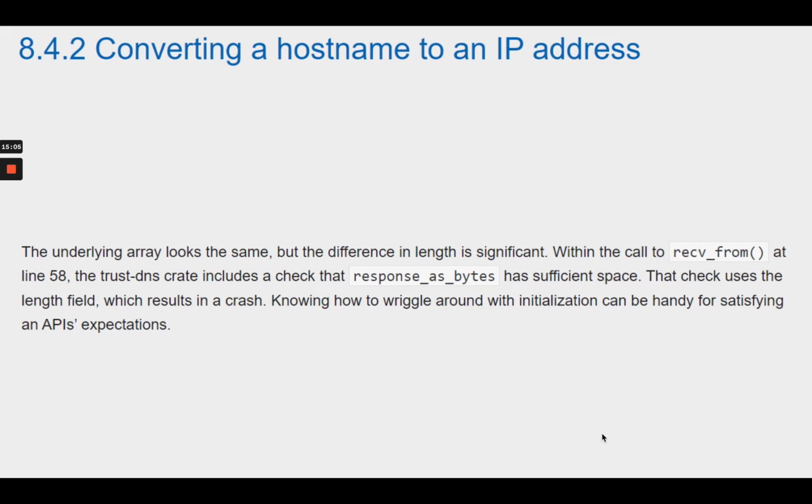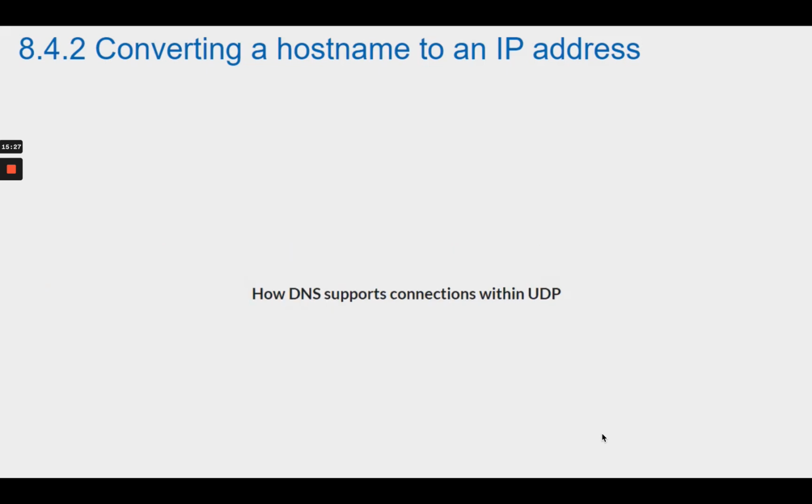Within the call to recv_from at line 58, the trust-dns crate includes a check that response_as_bytes has sufficient space. That check uses the length field, which results in a crash. Knowing how to wriggle around with initialization can be handy for satisfying an API's expectations.